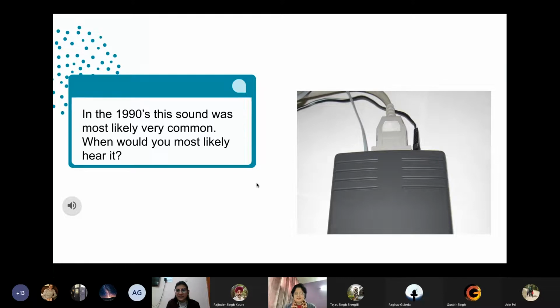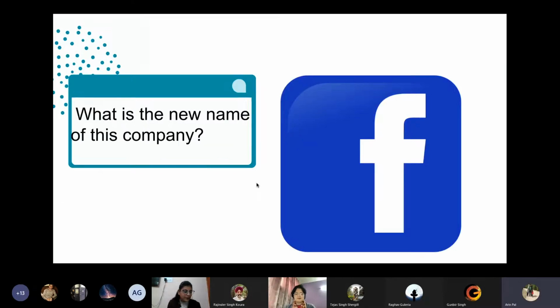Team B, you're direct here. Yes, ma'am. And this is Facebook. Yes. I want the new name of this company. It's probably something starting with M. You have to answer that M, no? Do you know? Meta, something like that. It's not metaverse. Metaverse is something else. So do you think that this is metaverse or meta? You have to tell me.